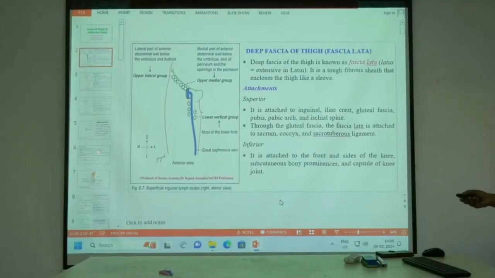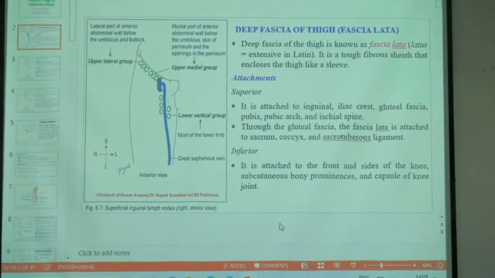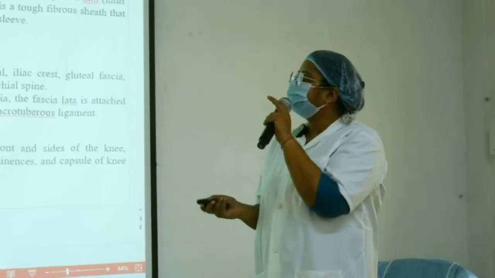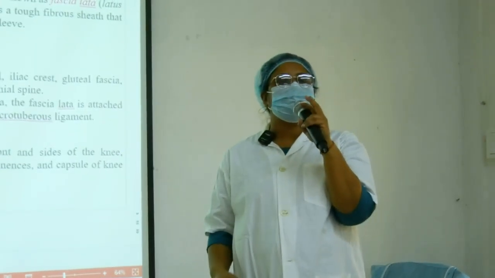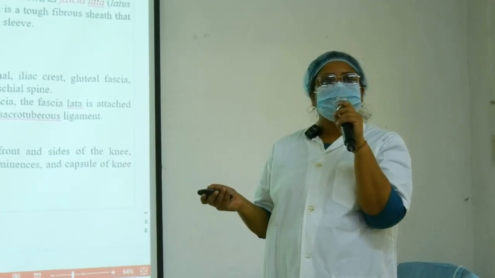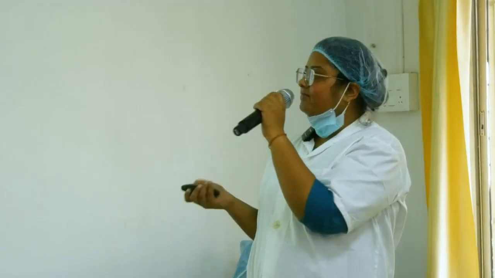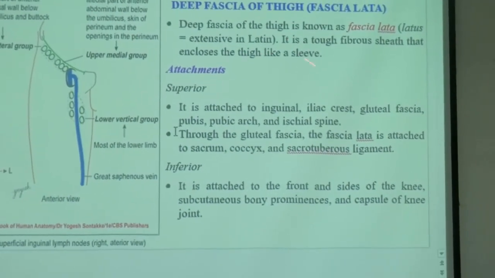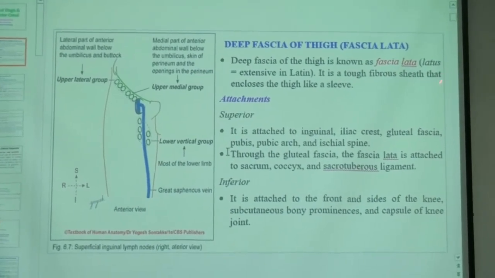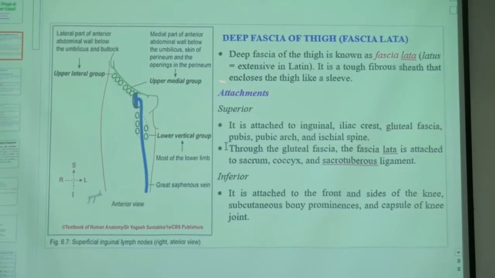Thank you. Okay. So today's topic is the front of the thigh and adductor canal. After the skin and superficial fascia of the front of the thigh, we get the deep fascia. The deep fascia of the front of the thigh is known as fascia lata. Lata comes from latus, a Latin word meaning extensive. So its extent is extensive, and it is a tough fibrous sheath that encloses the thigh like a sleeve.